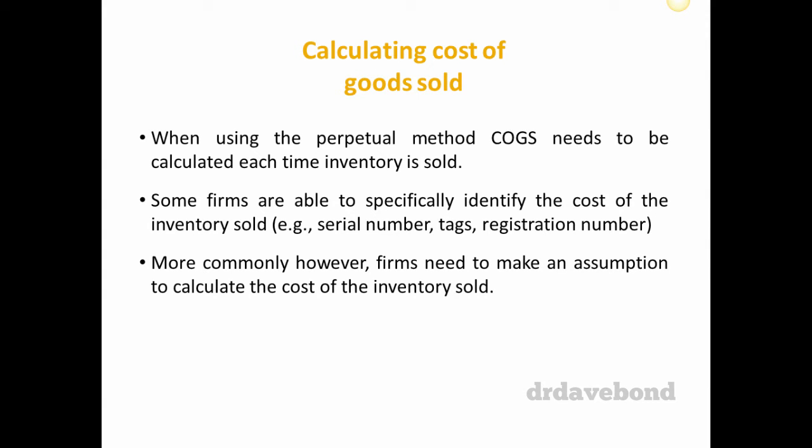When using the perpetual method, cost of goods sold needs to be calculated each time inventory is sold. So we need to do this, and that's what we're about to do. Some firms are able to specifically identify the cost of the inventory sold. And look, as technology and systems get better, I think you're going to see more and more companies being able to do it, but that's got to still improve a lot.